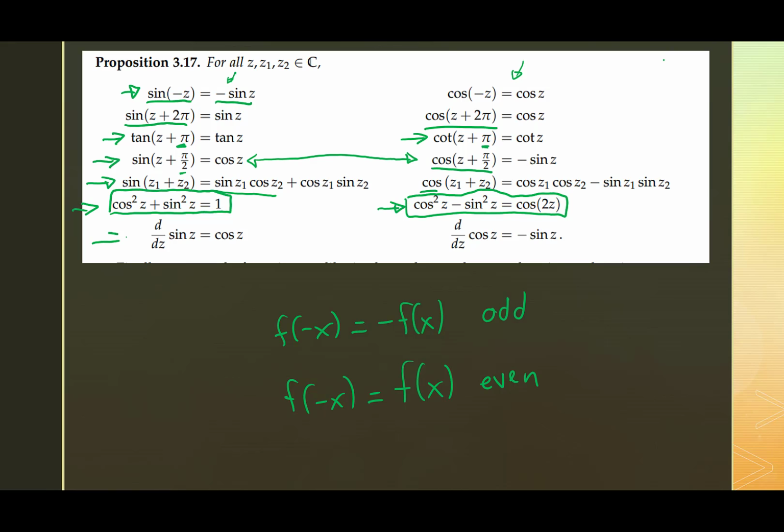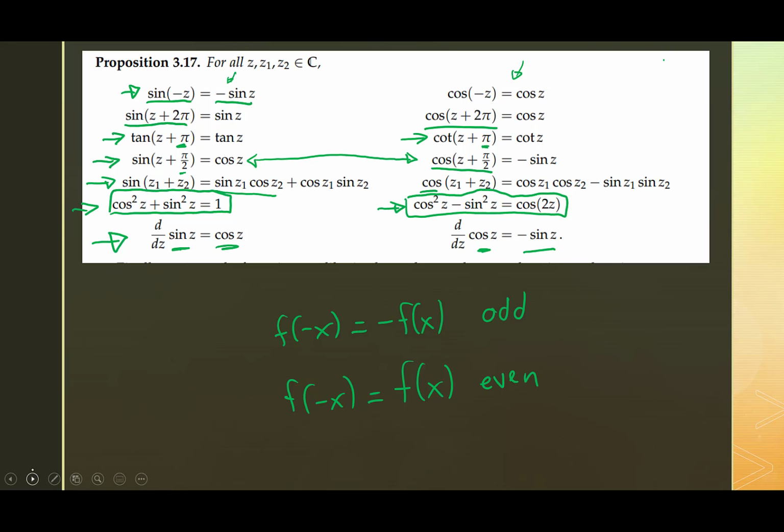And then lastly, our favorite derivative rules. The derivative of sine is still cosine, and the derivative of cosine is still minus sine. Okay, so in the trig case, we're actually getting pretty much the same properties that we got back in trig and calculus. So none of this is really too surprising. Now, there is one surprising thing, though.